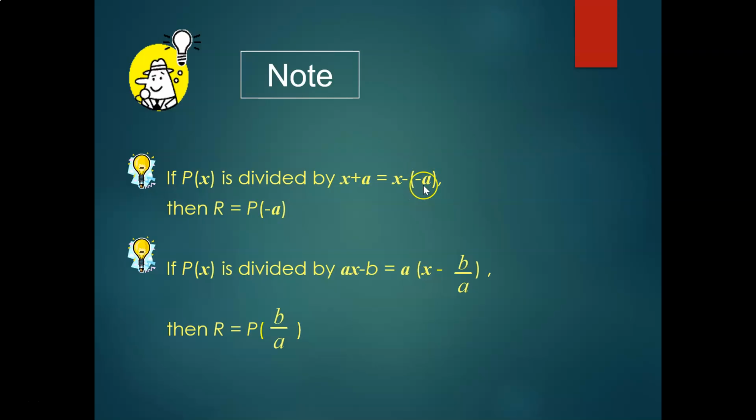Dia ambil yang ni, yang dalam bracket ni. If p(x) is divided by ax minus b, we can also rewrite it as a bracket x minus b over a close bracket, then the remainder will be p(b/a). So dia actually ambil yang ni, belakang ni.